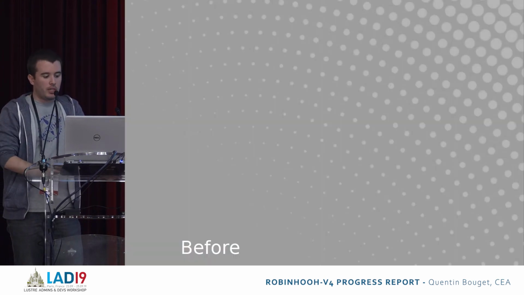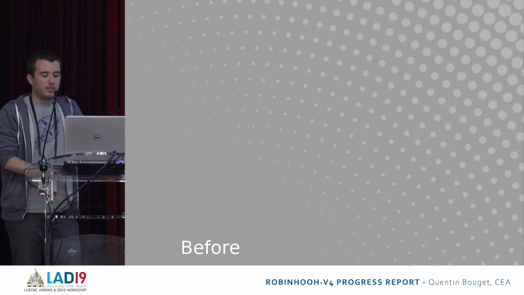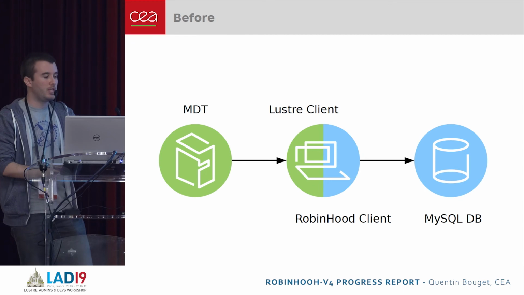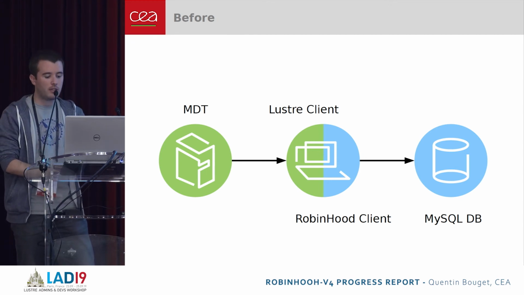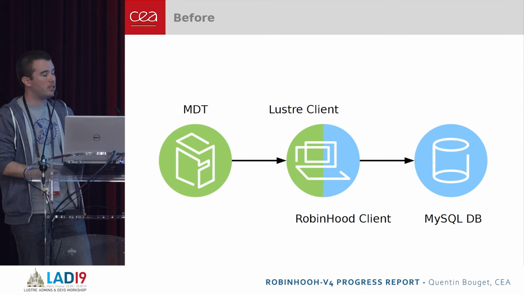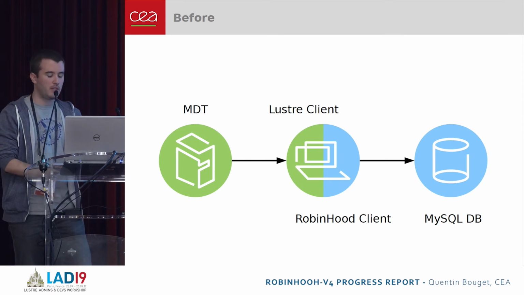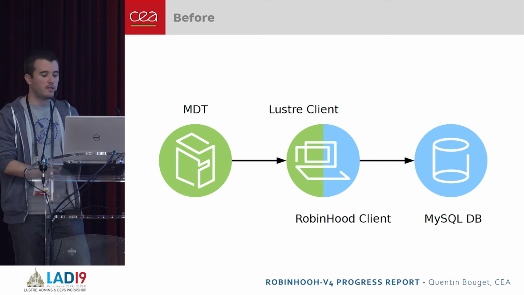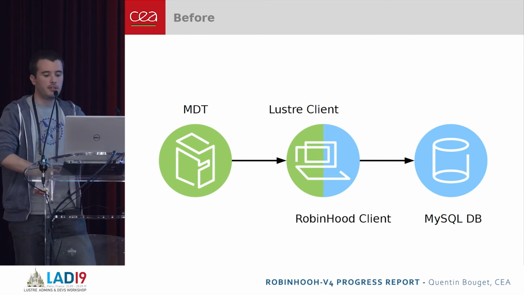And before I explain to you what we're going to do, I should explain to you what we're currently doing. So a basic setup for Robinhood to ingest changelog records is this one. So you have an MDT, you have a node that's both a Lustre client and a Robinhood client, and you have your MySQL database. And the Lustre client, the node in the middle, is charged with the task of getting changelog records out of an MDT, converting it into a query for the database, and pushing that query to the database.